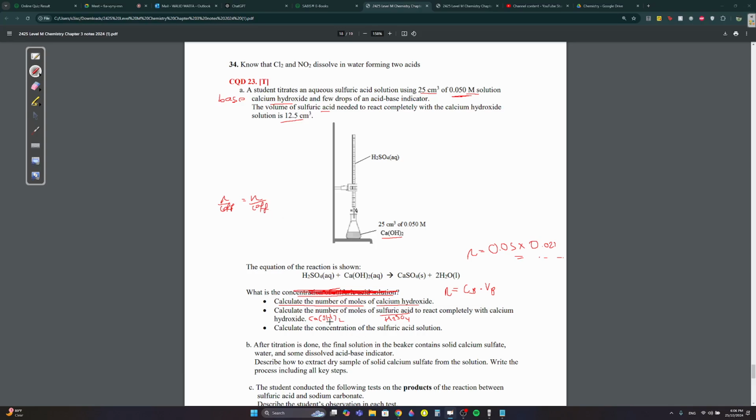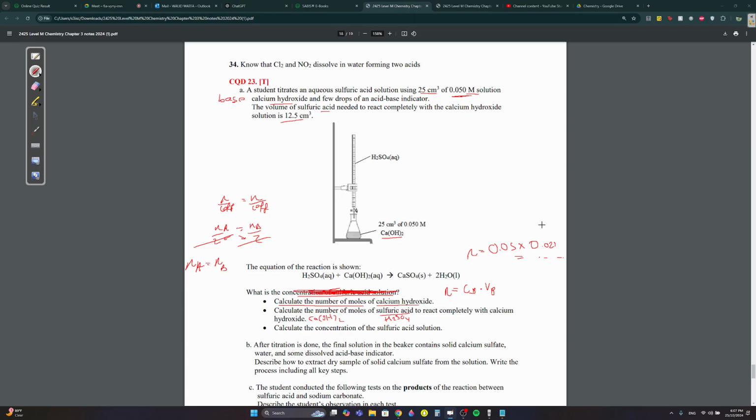Sulfuric acid has 2. Calcium hydroxide also has 2. So the coefficient is over 2 over 2. It doesn't matter. We're dividing by 2 on both sides. So we can just say N of acid over 2 is equal to N of base over 2. Do we have to write over 2 on both sides? No, right? We can just cancel them out. So you're just going to get N of acid is equal to N of base, right?